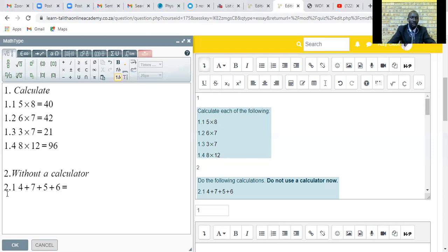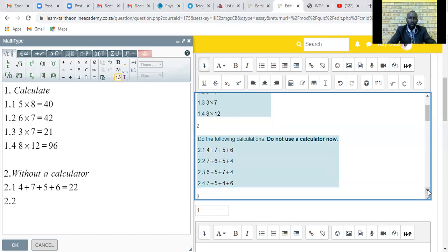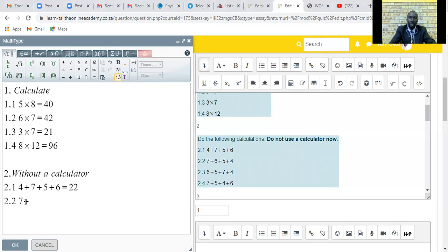But what's that going to be? Now notice that 4 plus 7 is 11. 11 plus 5 is what? 16. 16 plus 6 is what? 22. Yes, we are done. So we move to the second question, which is requiring us to find the value of 7 added to 6 added to 5 added to 4. How do we get this? Well, notice that 7 added to 6 is 13, plus 5 is 18, plus 4 is 22. And so that will also give us 22.